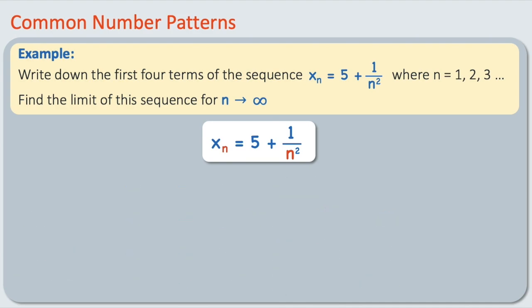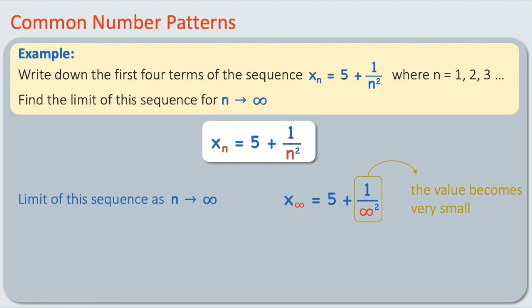And now let's do the second part, finding the limit of the sequence as n approaches infinity. X subscript infinity is equal to 5 plus 1 over infinity squared. This term 1 over infinity squared becomes very small, so we can write limit of n to infinity of 5 plus 1 over n squared is equal to 5. So the limit of the sequence is 5 as n approaches infinity.